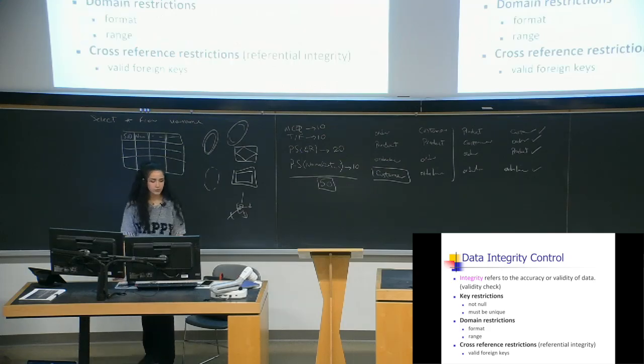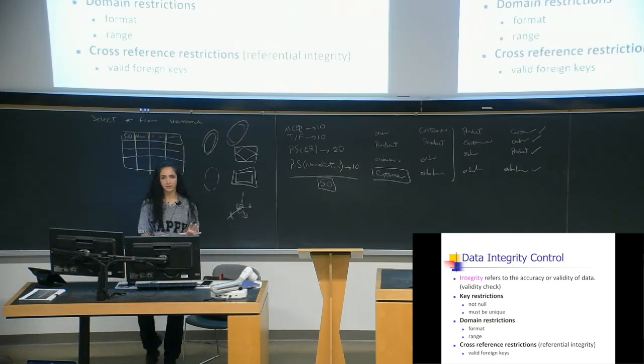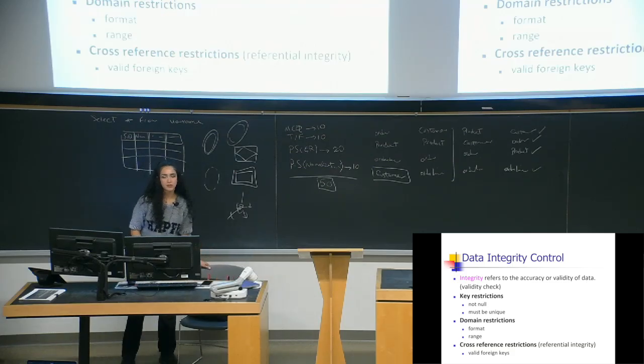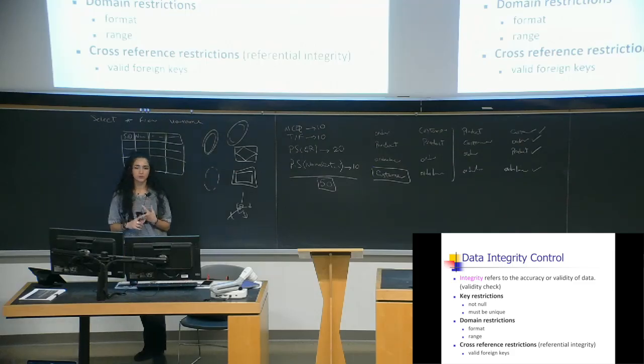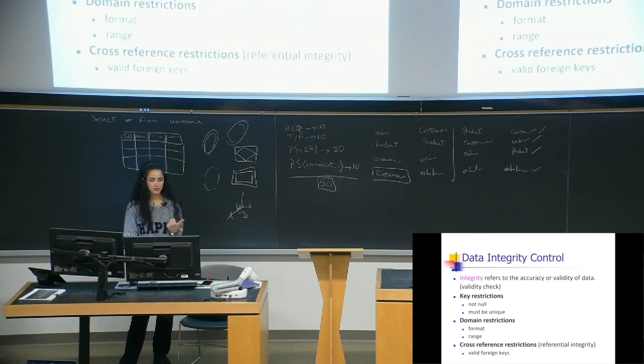Now, a very important topic which you have in your assignment and you will also have in your exam. And then I think we will have hands-on next session. So, integrity control. Integrity refers to the accuracy or validity of data. What does that mean? It means you have to check for three things when we ask for integrity controls. The key restriction: you have to check that each table has a primary key, and primary keys do not accept null. You have to make sure that it is not null and must be unique, right? So it's all about your primary key.